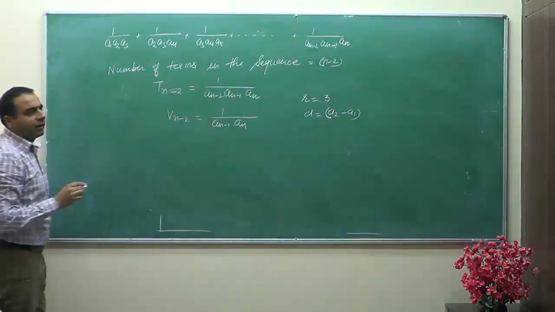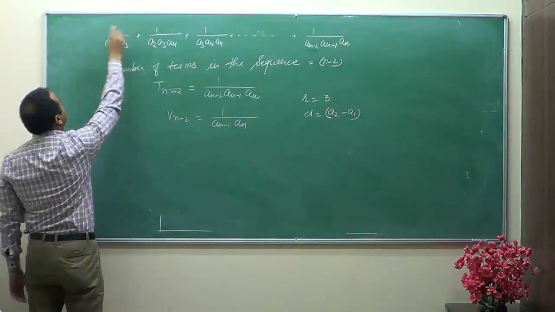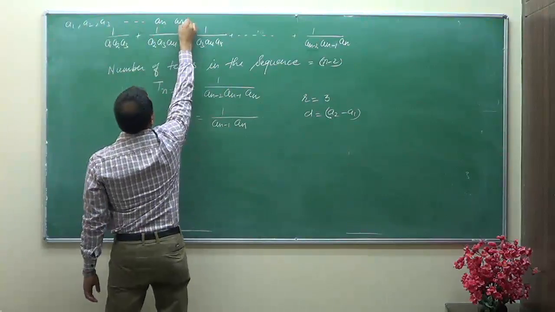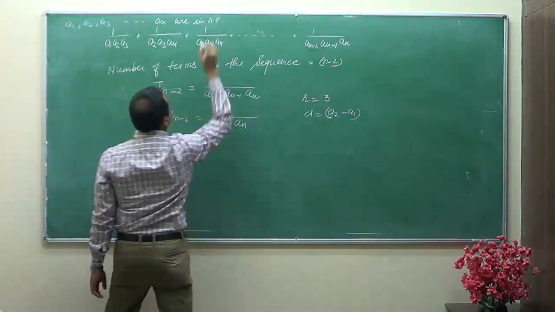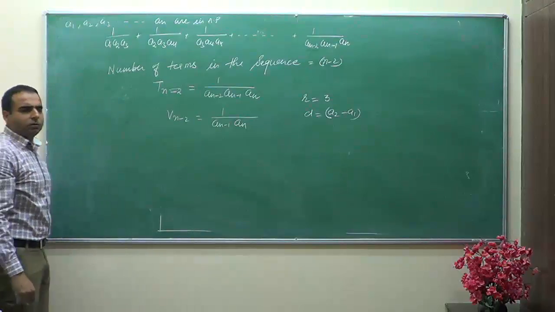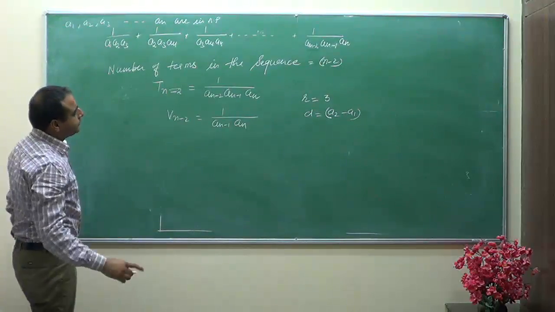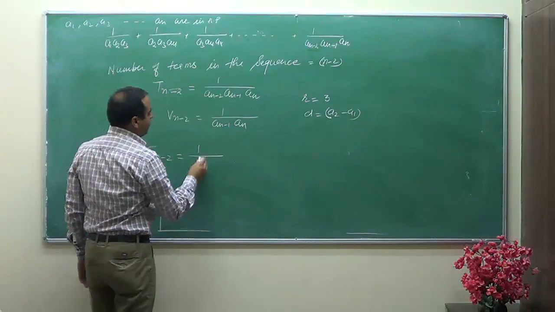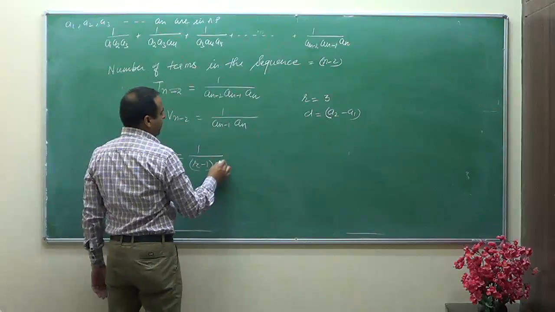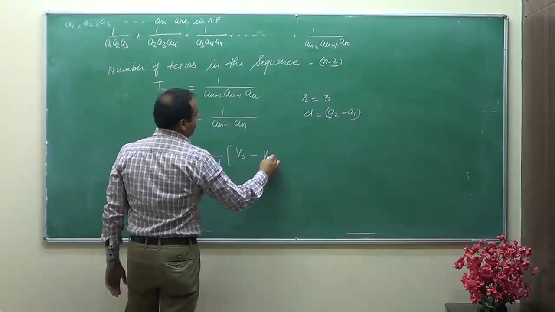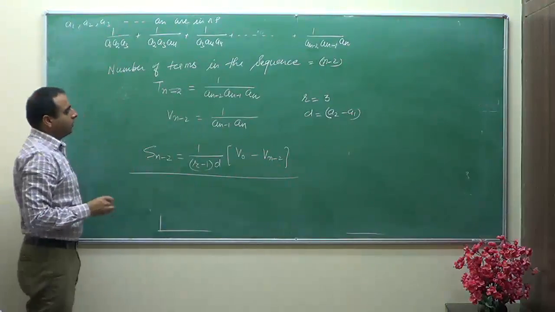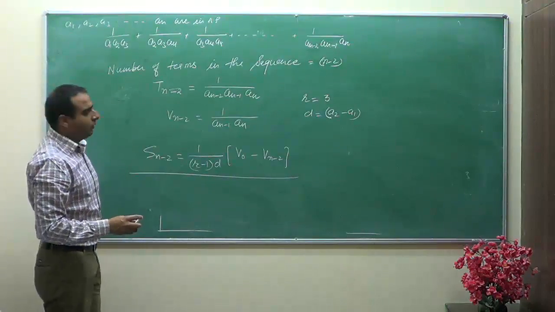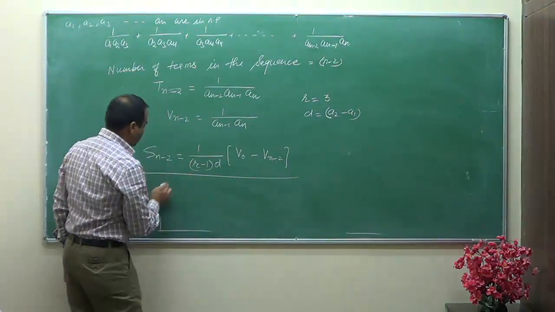Keep in mind that the V(n) method works only when the terms are in an AP. So a1, a2, a3 ... an are in AP, d is equal to a2 minus a1. Now S(n-2) is equal to 1 upon (r minus 1) into d, into V0 minus V(n-2).